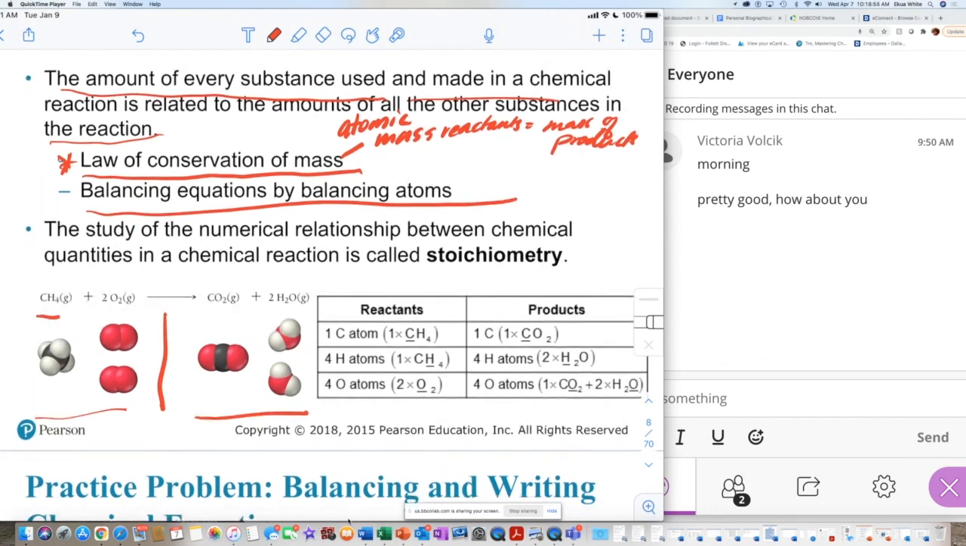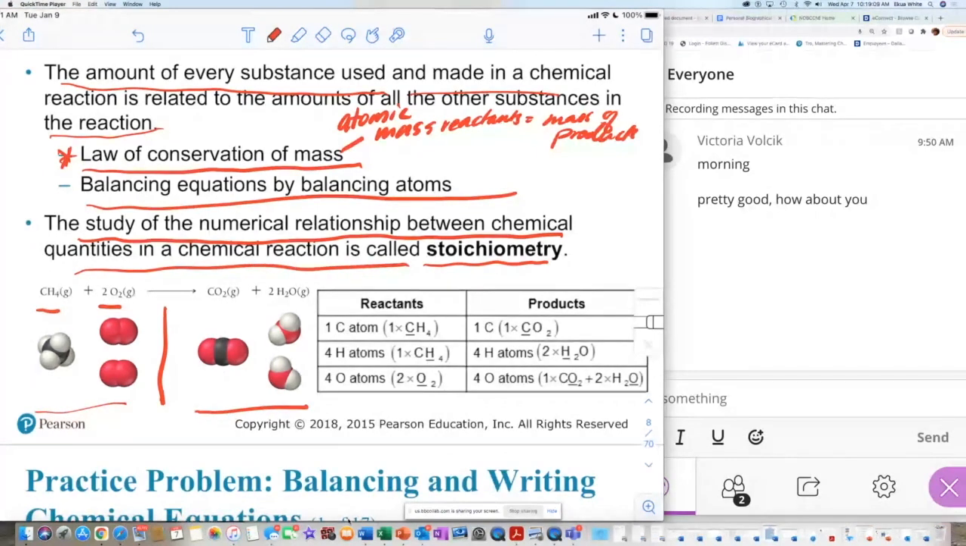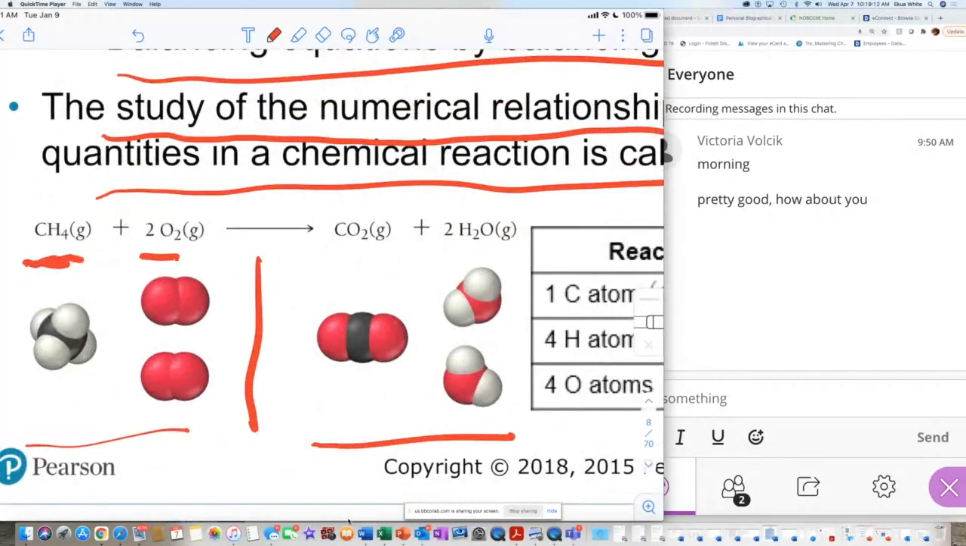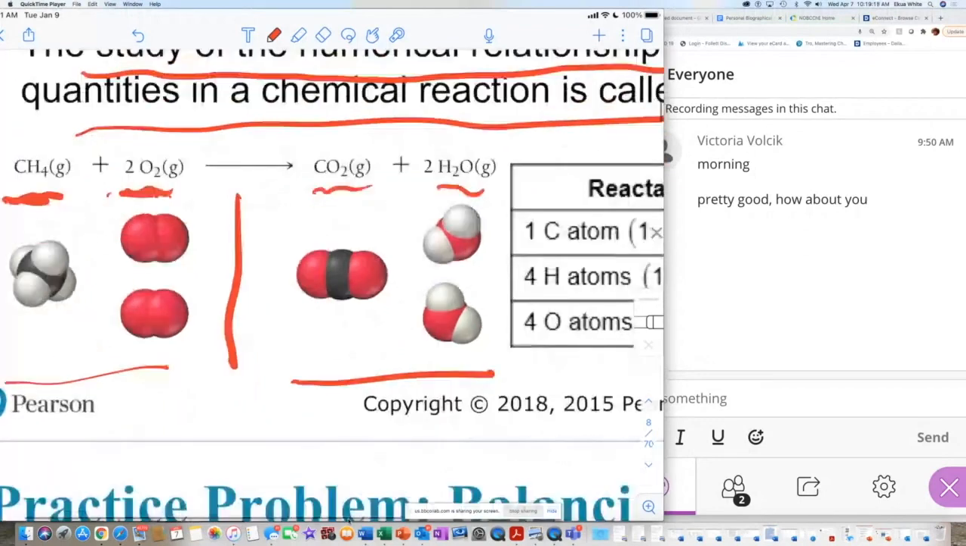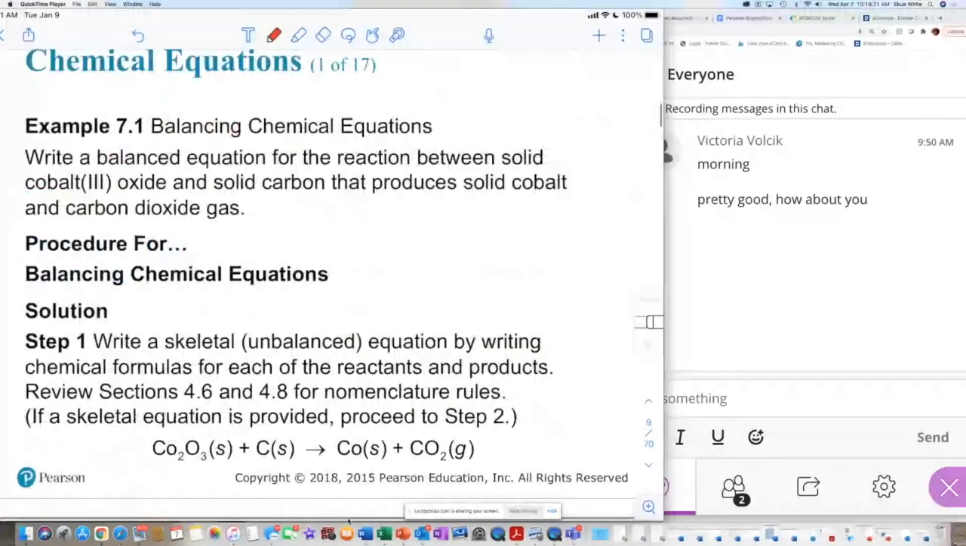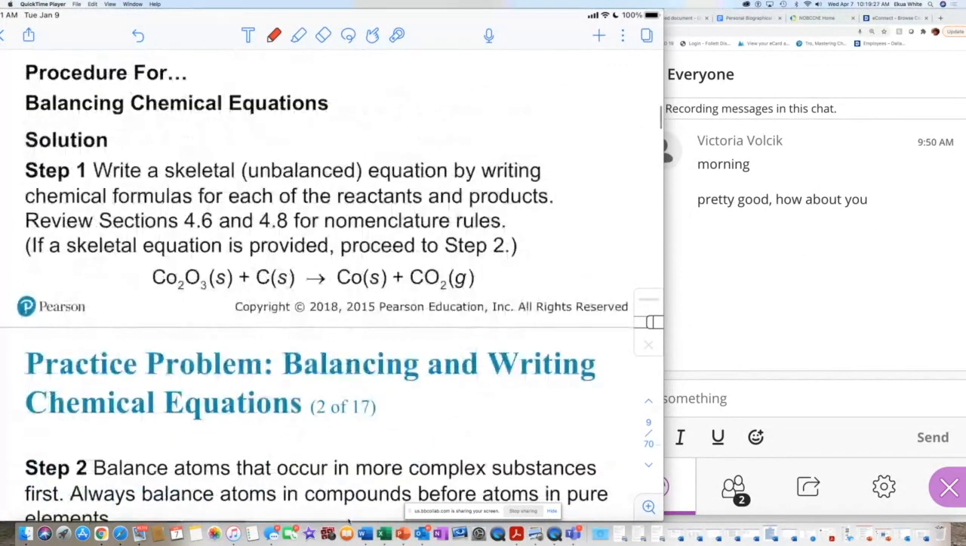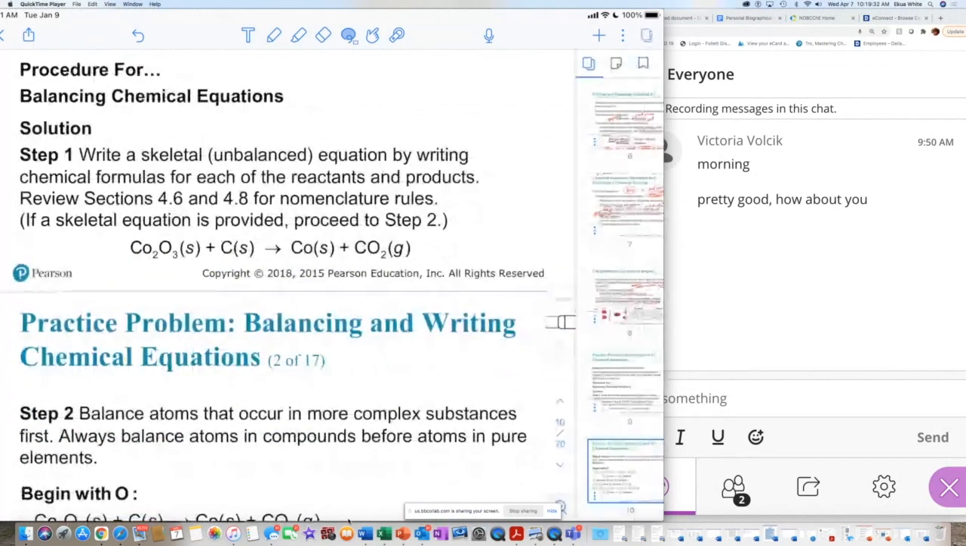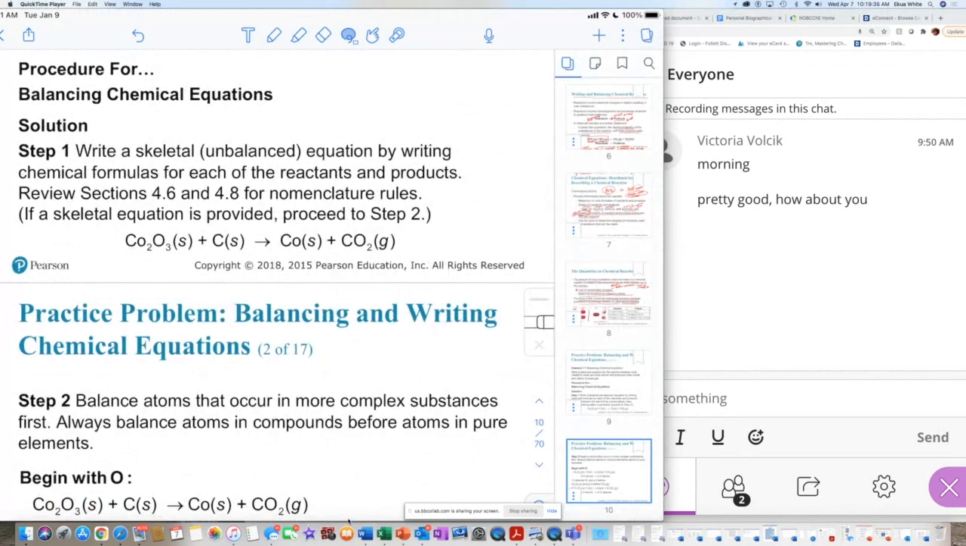When we start to relate the amount of substances in the balanced equation, this is called stoichiometry. So they say the study of the numerical relationship between the chemical quantities and the chemical reaction is called stoichiometry. When you start relating the numerical amounts of either the reactants or reactants and products, this is called stoichiometry. So we're going to go straight into balancing the equation. Right now, we're learning balancing. Later on, we will learn how to complete the equation. Okay, so the first one that we're given over here is this formula. Let me copy it, move to a new page, and then we're going to balance it.